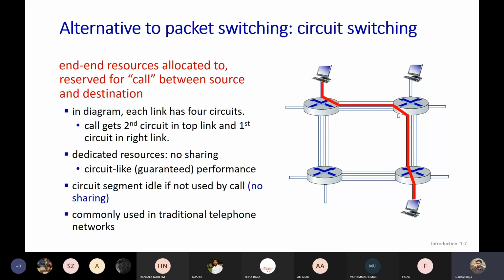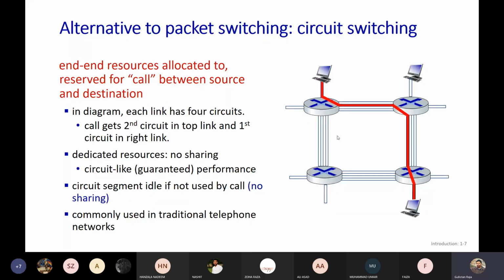You need to establish a connection before sending data. The benefit is that you can reserve the resources, and there is no sharing of bandwidth. If you recall, in packet switching, if more users come in, the bandwidth of a link is shared. But in circuit switching, there is no sharing. If there is no sharing and you have a dedicated path, this means you have guaranteed performance. This is a plus point of circuit switching.